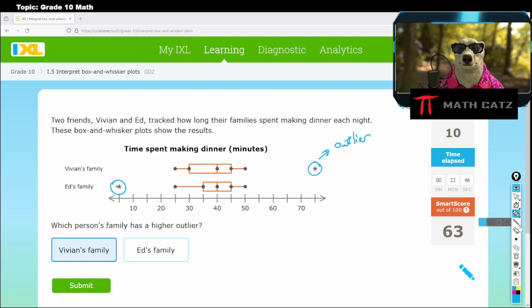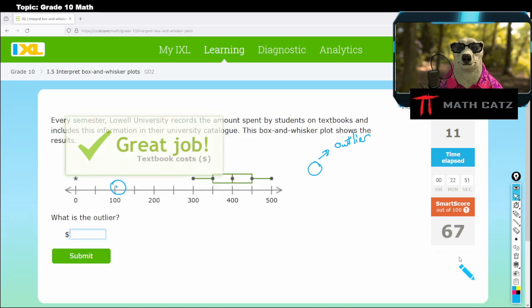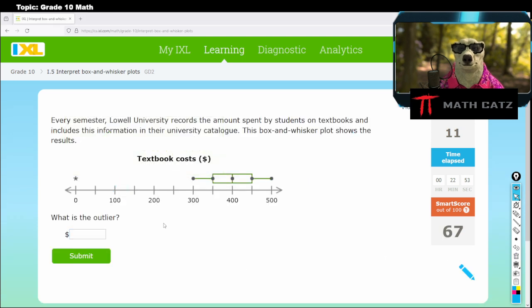So let's go ahead and submit that. Great job. Let's read the following one, and you can let me know in the comments what you think the answer is. And then we will stop there. Every semester, Lowell University records the amount spent by students on textbooks and includes this information in their university catalog. The box and whisker plot shows the results. Again, just flavor for what the data points represent.